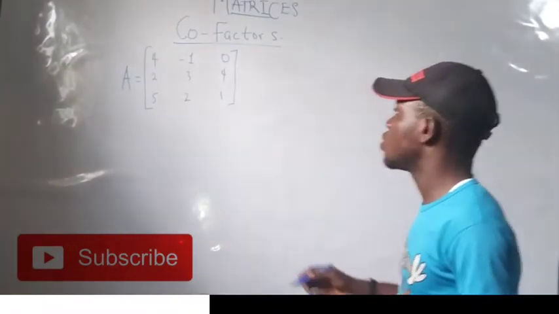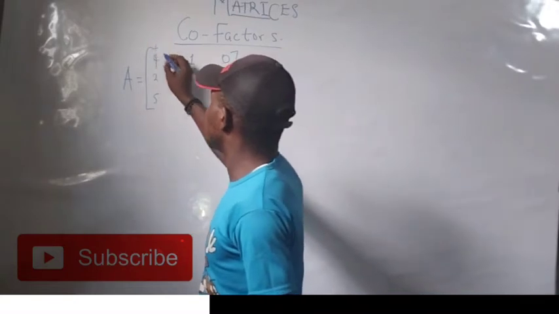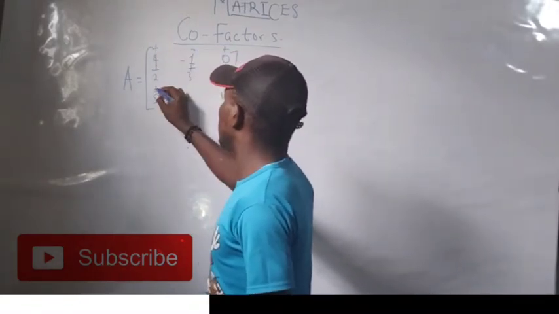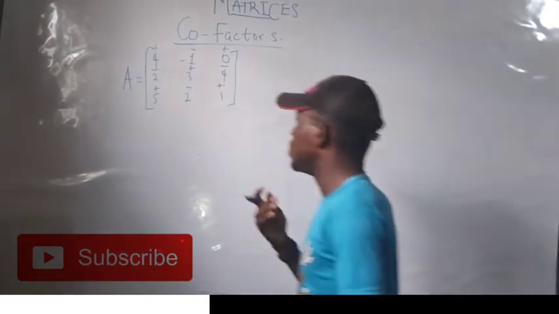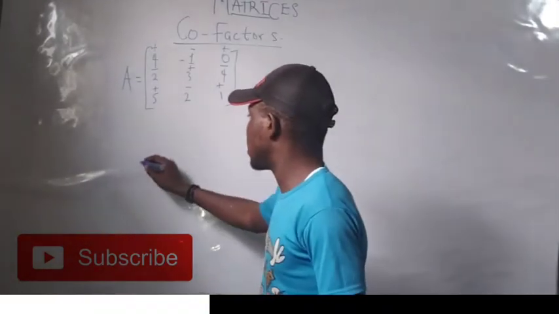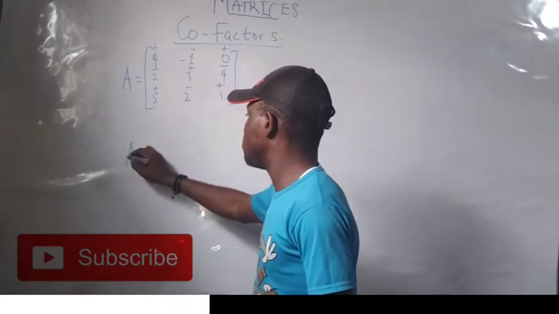It's so easy, so easy. All you need to do is what? Try to do your labeling of a determinant: plus, minus, plus, minus, plus, minus, then plus, minus, and plus. In short, with this, you are halfway done. So the next thing is to draw a big bracket. So the cofactor, draw a big bracket.